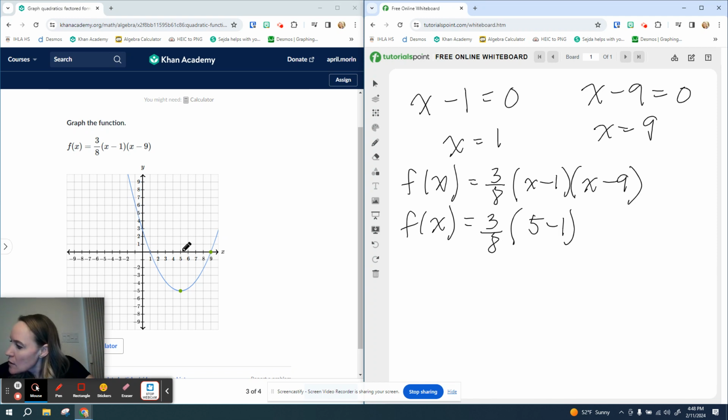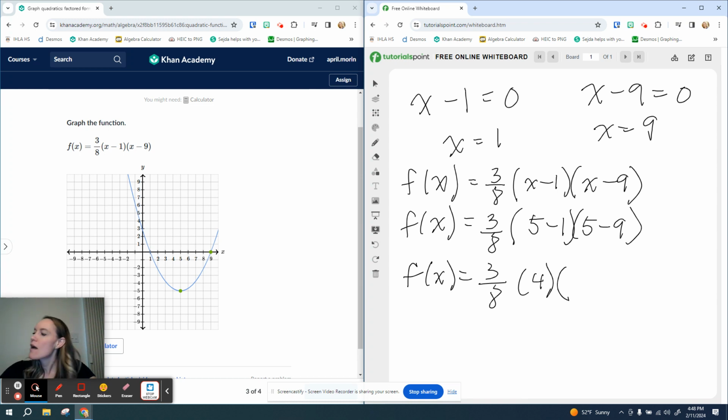5 minus 1 and 5 minus 9. Okay, so I have 3/8. Write F of X again. 5 minus 1 is 4. Easy peasy. And 5 minus 9 is negative 4. Okay, so I can rewrite this 8 as 2 times 4, cancel out one of the 4s. I can rewrite this negative 4 as negative 2 times 2, cancel out one of those 2s. And now I'm just left with 3 times negative 2, which is negative 6.